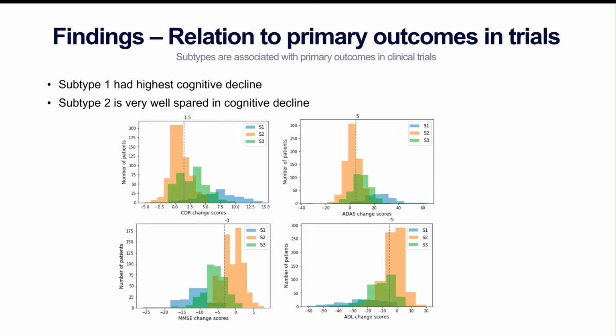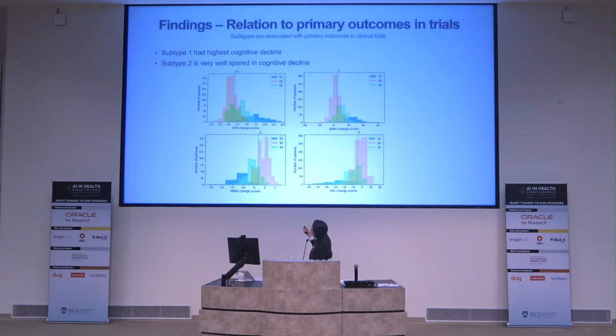And this is the cluster characteristic in terms of the primary outcome in clinical trials. There are 3 clusters, and we see that certain clusters have very high values, for example subtype 1, which is the blue in this figure, and the large number means the biggest decline in this cognitive score.